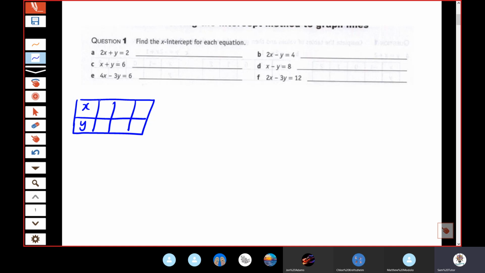Find the x-intercept for each equation. Sorry, last week we did something like this. Like I said, I might have given you 1, 2, and 3. We subbed in x is 1, and we got different y values. From that, let's just call this 2, 3, 4.